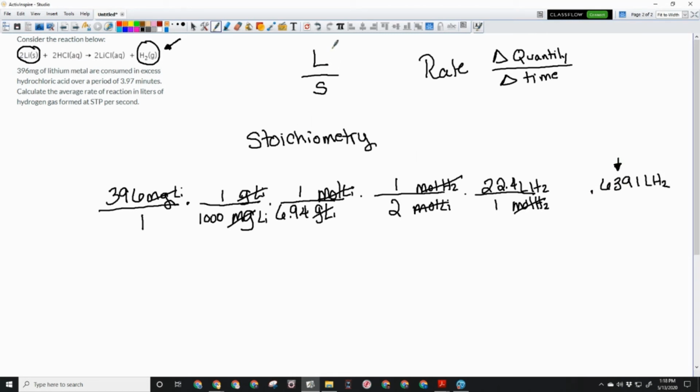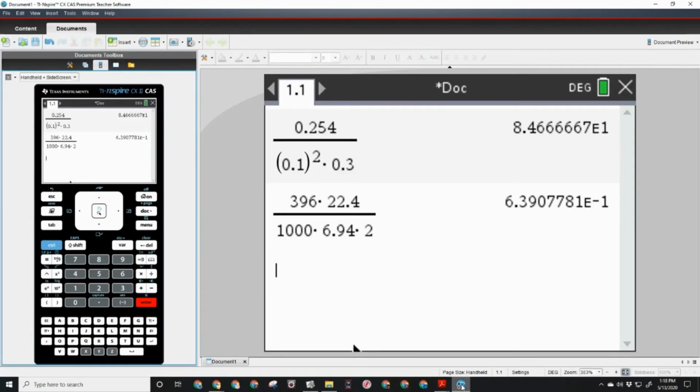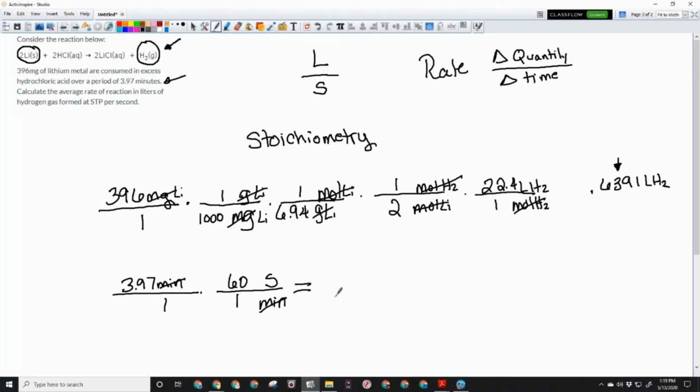All right, so now we need to get liters per second. And in our problem here, it tells us minutes. So we have another conversion that we need to do. We need to convert 3.97 minutes to seconds. So we want to get rid of minutes, put that in the bottom, converting it to seconds, that goes in the top. 1 minute is 60 seconds. Minutes cancel, so you're left with seconds, so it's 3.97 times 60. All right, that gives us 2.382 times 10 to the 2.